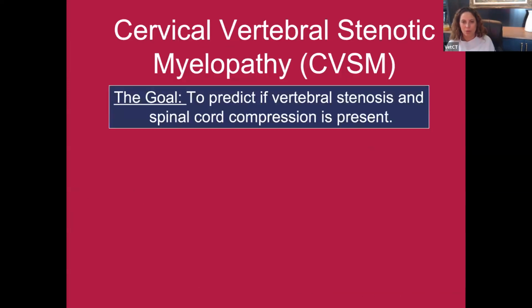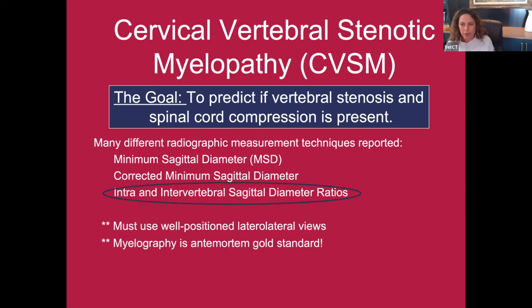But the goal with these horses is to predict if they have stenosis of the vertebral canal, and thus if spinal cord compression is present. Over the years, there have been lots of different radiographic measurement techniques developed to try to identify a more objective, definitive way of saying, yes, we're concerned about spinal cord compression. And I think there's one clear winner.